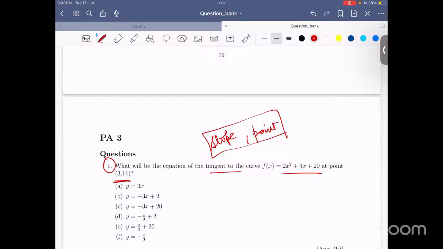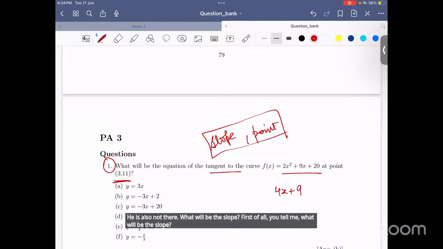C option. C is not correct, I guess. Check it out one second. A. A is also not correct. What will be the slope? First of all, tell me what will be the slope?